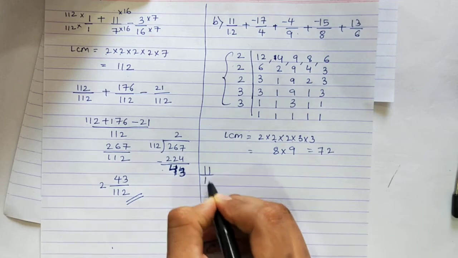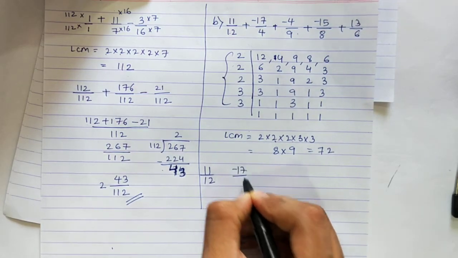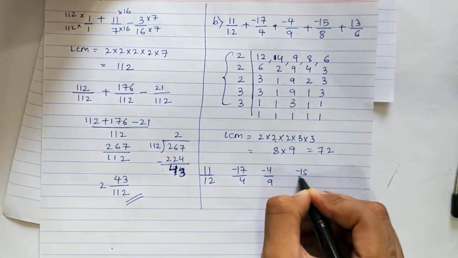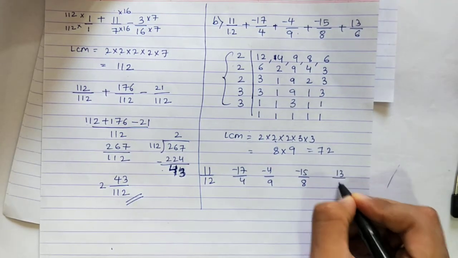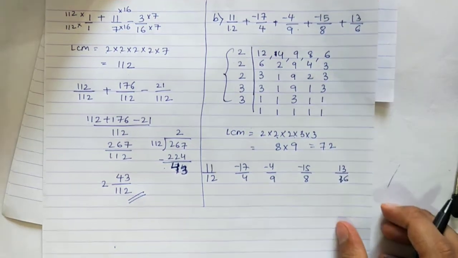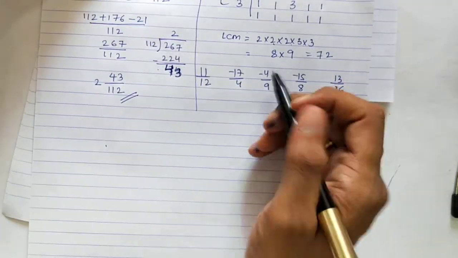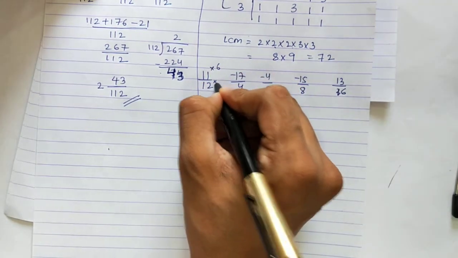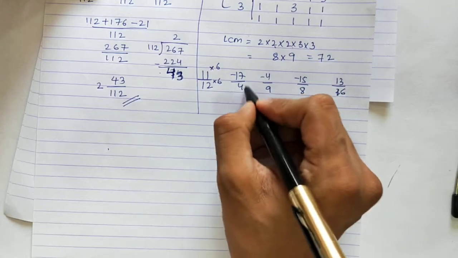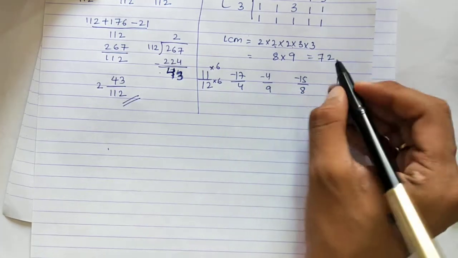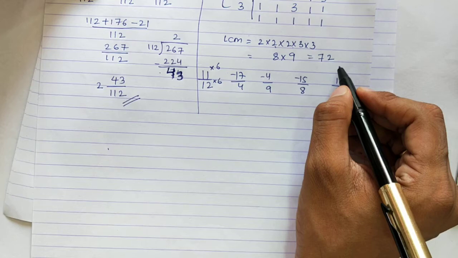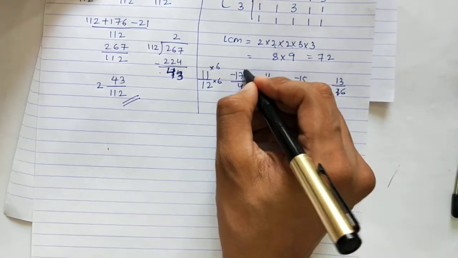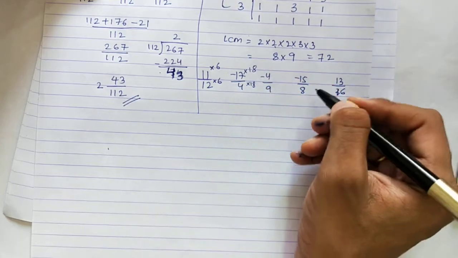So 1 upon 12 minus 17 upon 4 minus 4 upon 9 minus 15 upon 8 and 13 upon 6. I have to make them 72. So let's see. How to make 12 into 72? Multiply by 6. How to make 4 into 72? You can divide 72 by 4 and see what number you get. Okay, the number is 18. So we'll multiply with 18.